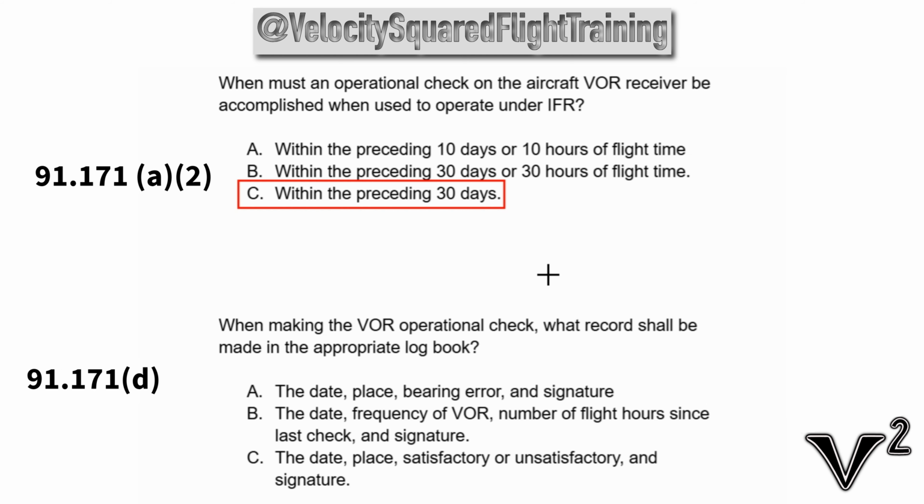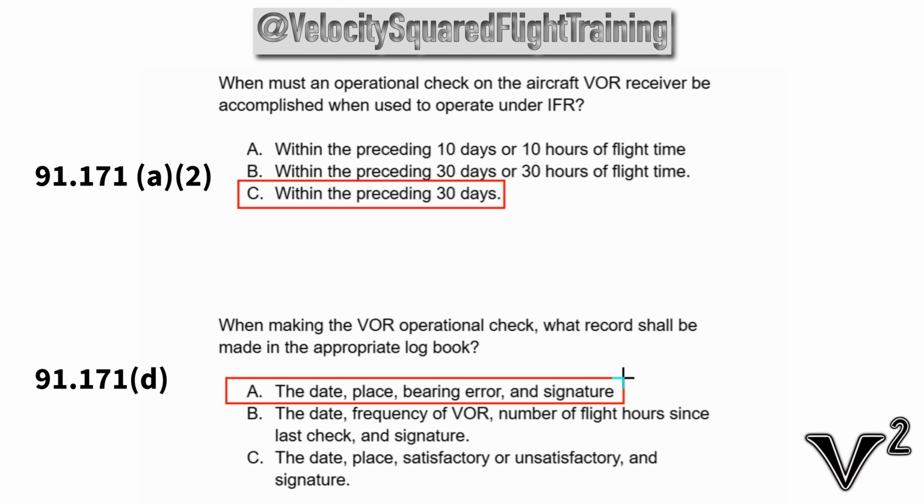it. It's again 91.171. But if you didn't read it, then you kind of just would never know this. But the answer is A, the date, the place, the bearing error, and the signature. So you got to put your signature, the error between. So like you're going to do, VOR from your VOR 1 and 2 or something. You're going to look at the error, see what it is, what it should be, and then you're going to note which VOR it is, like where you're at, and then the date you did it. This is really important, right? Because the date is going to set the preceding 30 days. So, but anyways, you got to do that.